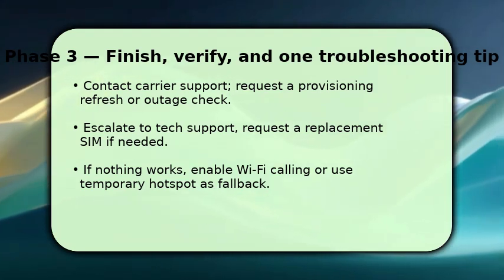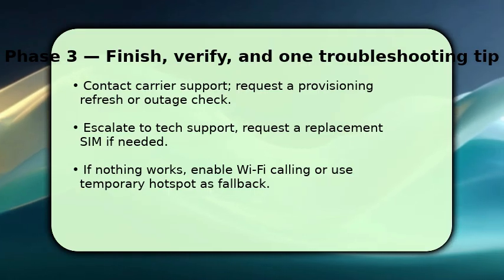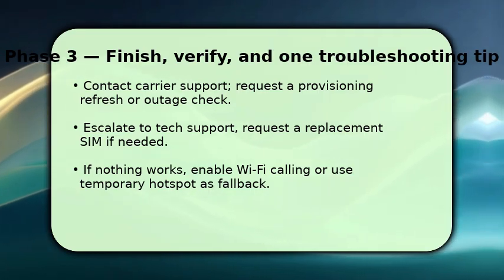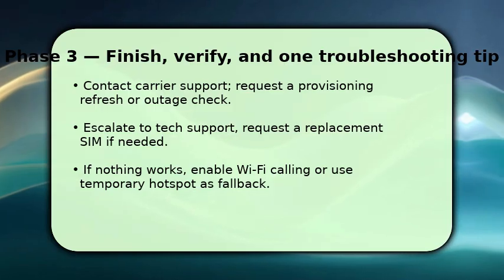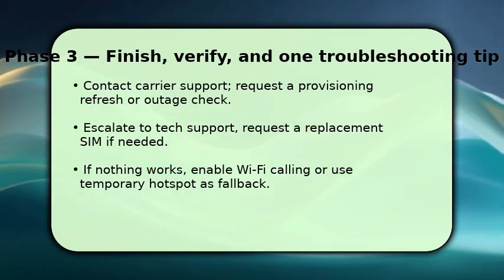If network access still fails, contact your carrier and request a provisioning refresh or an outage check for your cell ID. Explain the steps you already tried so they can escalate without repeating basics. Ask them to push carrier settings or to reprovision your line.